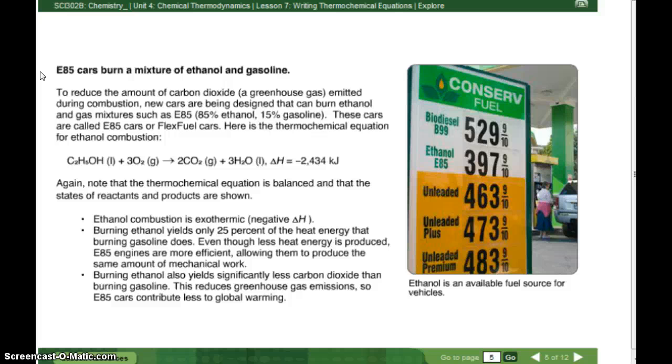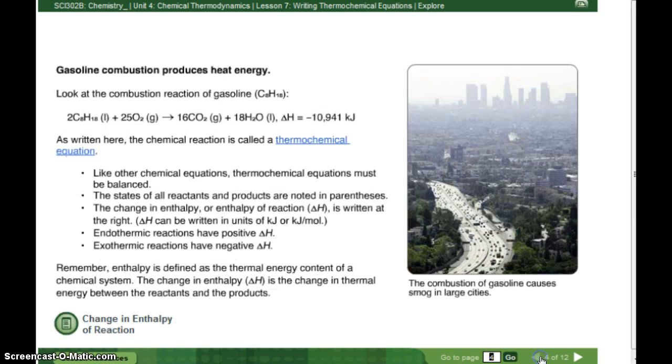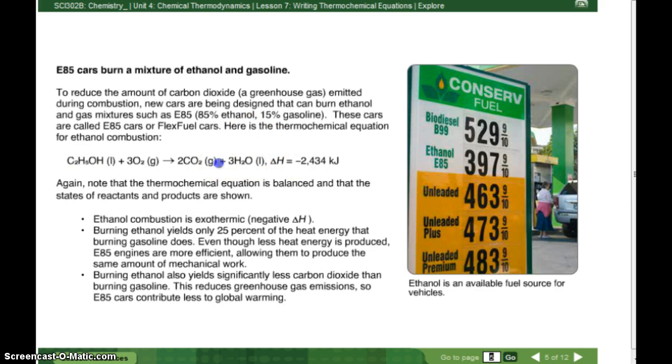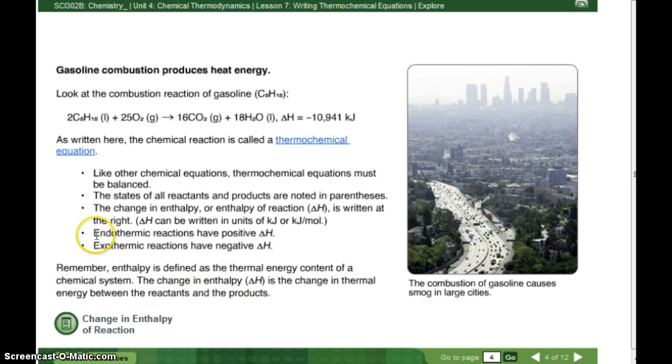Here's the thermochemical equation for ethanol combustion. If we notice, we have ethanol as a liquid plus 3 oxygen gas molecules, and it forms 2 carbon dioxides plus 3 waters, and our delta H, or our change in heat, is negative 1,234 kilojoules. Okay, so if it's negative, does that mean it's giving heat off or taking heat in? If it's negative, it is exothermic, giving heat off.